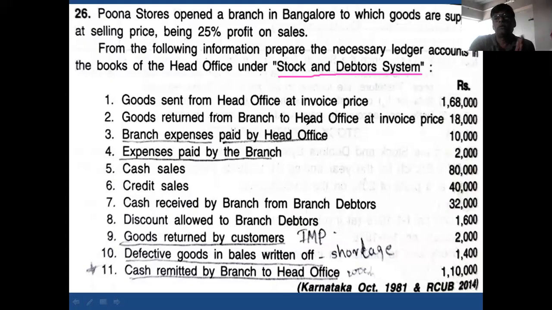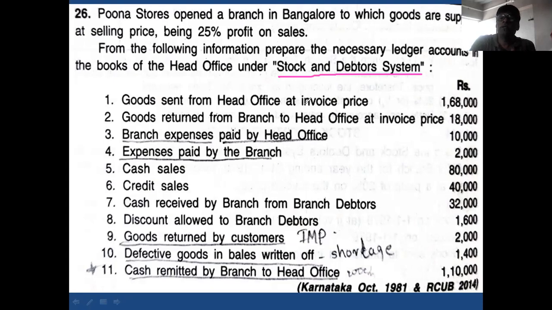In the branch stock account, 3 items on the debit side, 4 items on the credit side. I told you people, you remember. Debit side 3 items are opening stock, goods sent to branch, sales return. Credit side 4 items: first is cash sale, second is credit sale, third is return to head office, fourth is closing stock. These 4 items you write on the credit side and close the account.